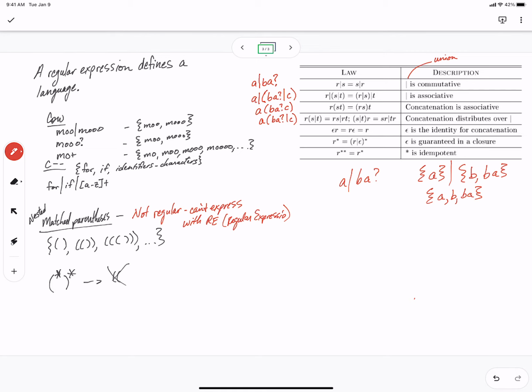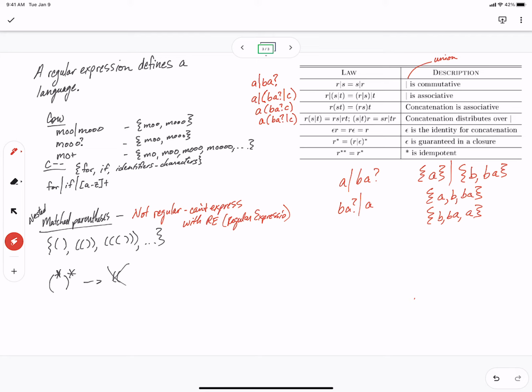Okay, now the law says that union is commutative. So this right here should be equivalent to BA question mark unioned with A. Is that true? Well, we can just look over here and swap those, and we see that what we get is B, BA, and A, which is a set that's equivalent to this set. So these two are equivalent and that is shown to be true.